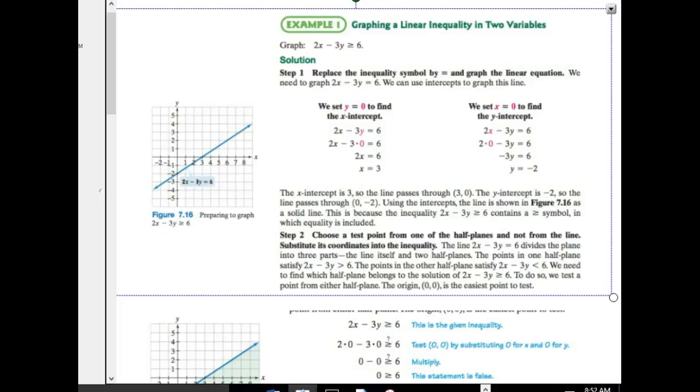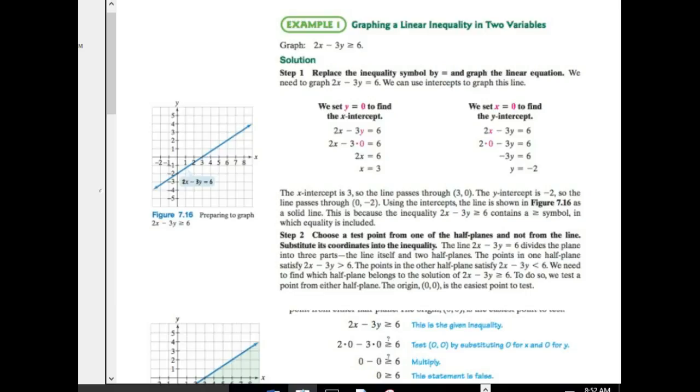Hello, we're looking at example number 1 on page 779 of your Pre-Calculus Part 2 textbook. This is graphing a linear inequality with two variables. You can see here that the equation they want us to graph is 2x minus 3y is greater than or equal to 6. Now, one of the options you can have here is to put this in slope-intercept form because that's the way we learn how to graph.